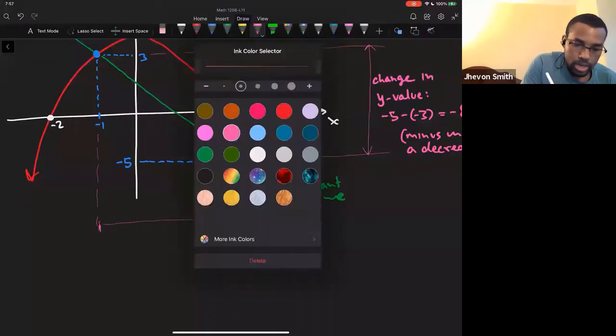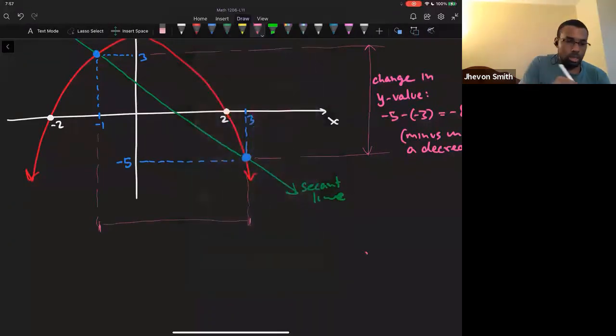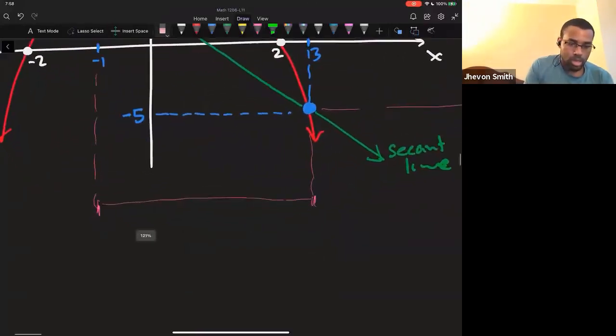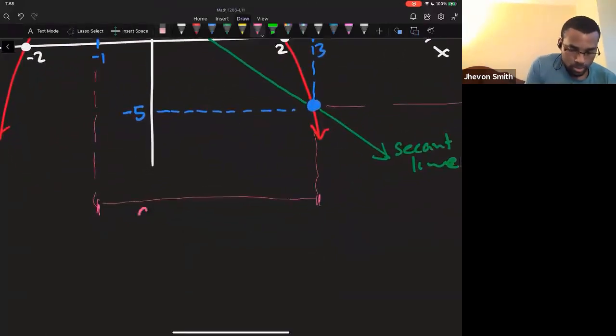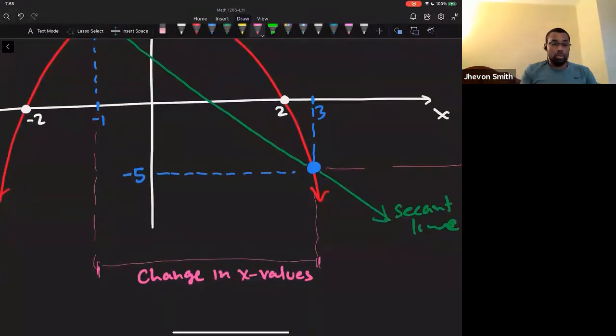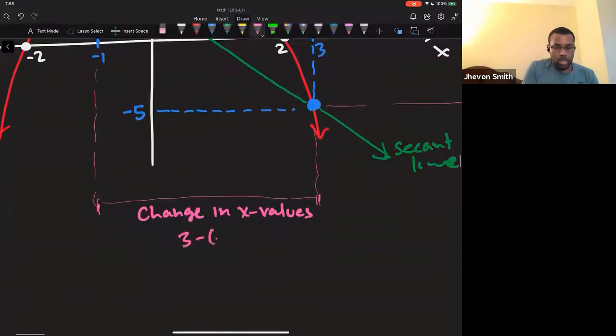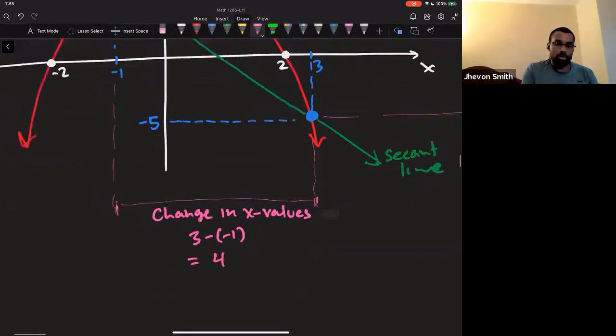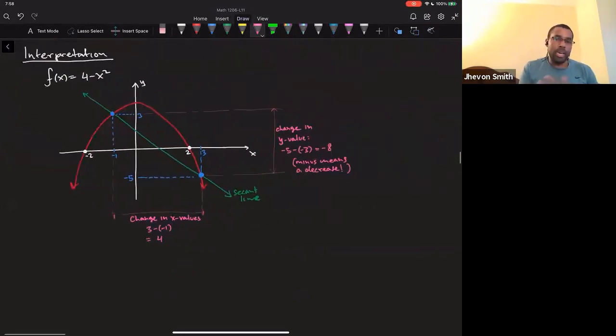So now if we look at the change in x values, that would be, the x value was from 3 to -1, 3 minus -1. So this is 4, right? So notice that in the span of time, the y value decreased by 8 in the time that it took the x values to increase by 4.